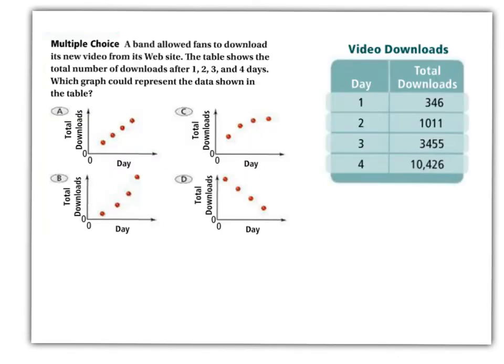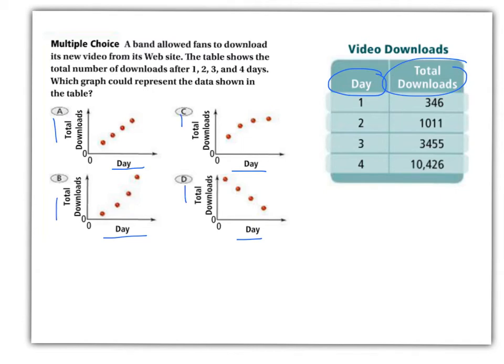The next part of the chapter is matching a table with the graph, and this is pretty easy. It says, a band allowed fans to download its new video from its website. The table shows the total number of downloads after 1, 2, 3, 4, and 5 days. Which graph would represent the data shown in the table? If you have days and total downloads, the first thing you want to make sure is that those are the same variables. They all have day, and they all have total downloads. So those are your variables.